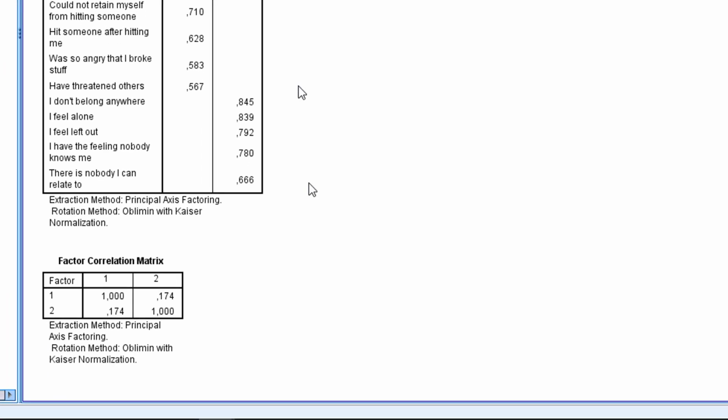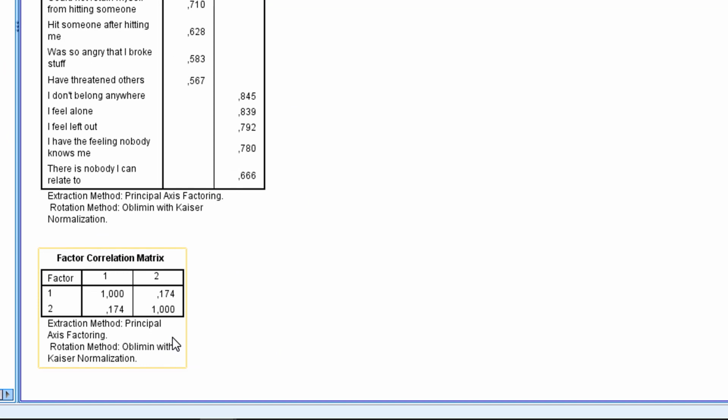And then finally, we can have a look at the factor correlation matrix. And here we can see that our factors weakly correlate, but there is a correlation between the 2.